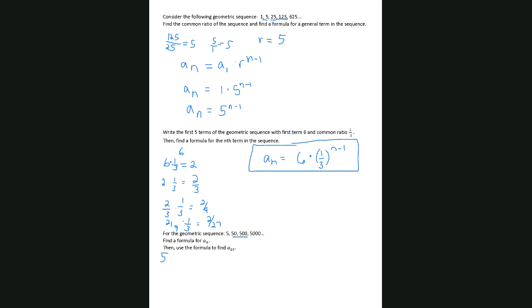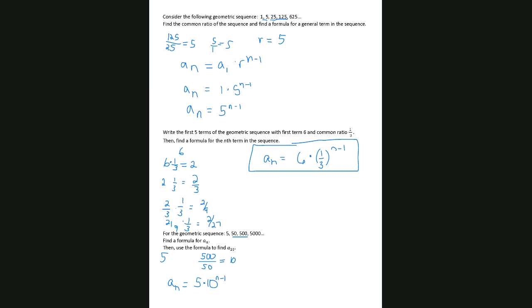So 500 divided by 50 is equal to 10. So the common ratio is 10. When I divide 50 by 5, I get 10. When I divide 5,000 by 500, I get 10. So the common ratio is 10. So a formula for the general term, or the nth term, is a sub n is equal to 5 times 10 to the n minus 1.